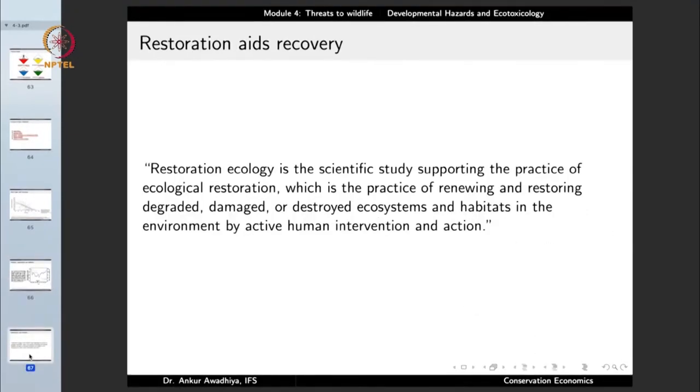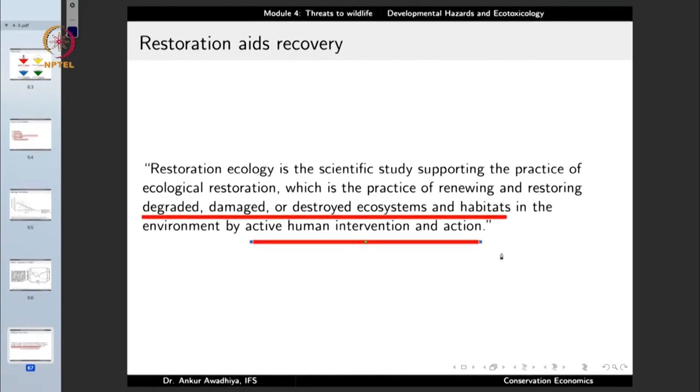Now, such a recovery can also be aided through certain activities that are known as restoration. And this comes under the domain of restoration ecology. So, restoration ecology is the scientific study supporting the practice of ecological restoration, which is the practice of renewing and restoring degraded, damaged or destroyed ecosystems and habitats in the environment by active human intervention and action. So it is telling us that even when we have damaged the ecosystems and habitats so that they are now degraded, damaged or destroyed, in the field of restoration ecology, we try to put in active human intervention and action, and we try to bring them back to the original state. So we are aiding in the restoration of these damaged habitats.